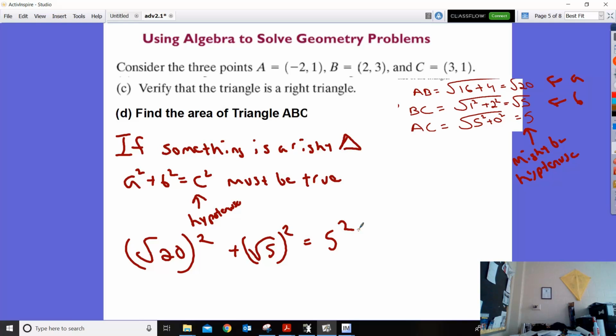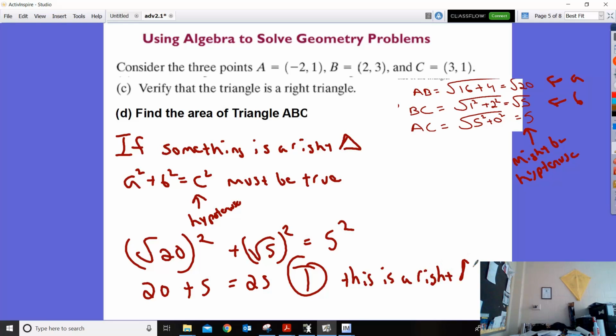Now, when you square those radicals, what do you get? The number inside. So we'll have a 20 plus a 5 equal to 25. Is that true? That is true. All day long, that is true. So this is a right triangle. You don't have to write out the word triangle, kids. You draw triangles.